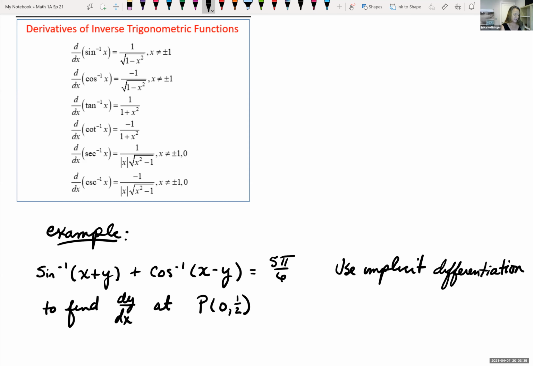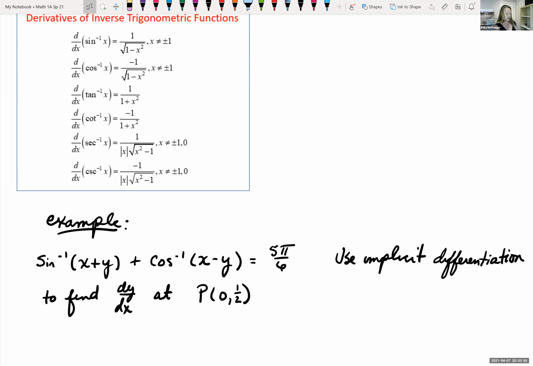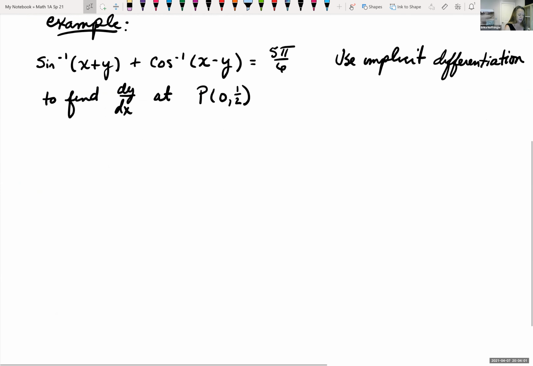And this example says that we have sine inverse of the quantity x plus y, plus cosine inverse of that quantity x minus y, is equal to 5 pi over 6. We want to use implicit differentiation to find dy dx at the point 0, 1/2. So there's a couple ways that we can start this. We can use these formulas right away and take the derivative of each piece.